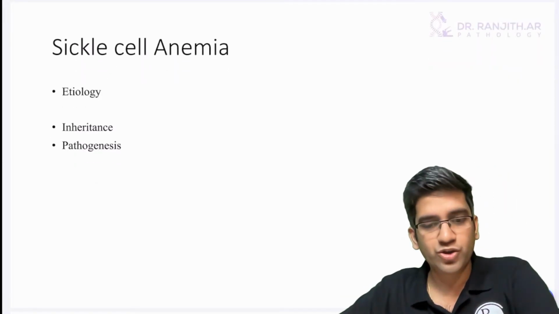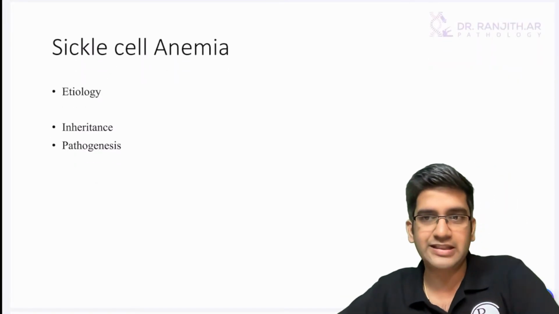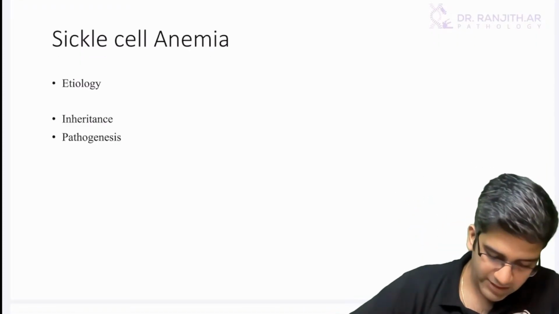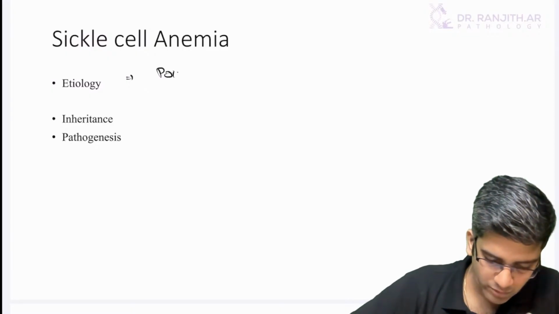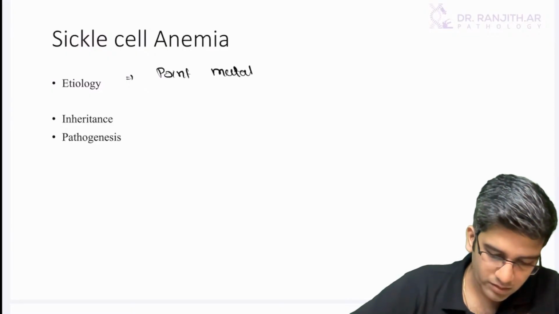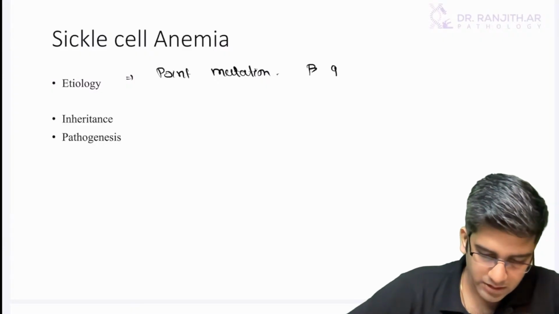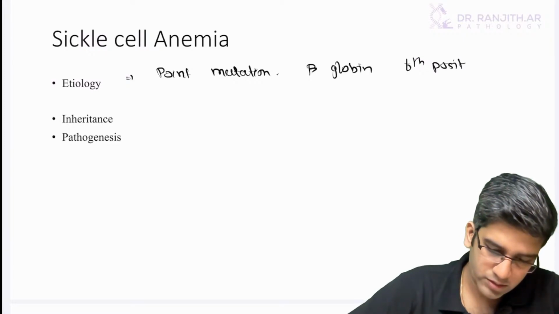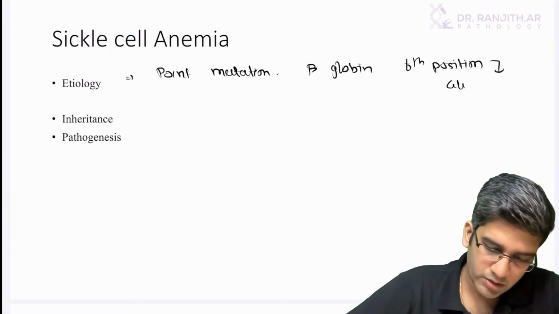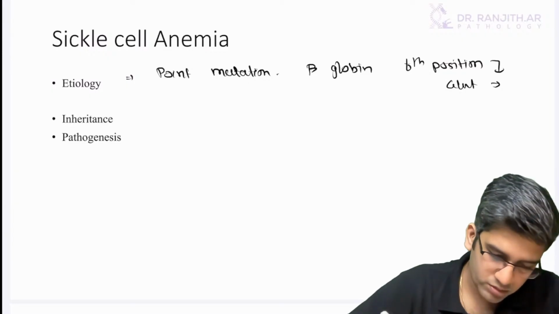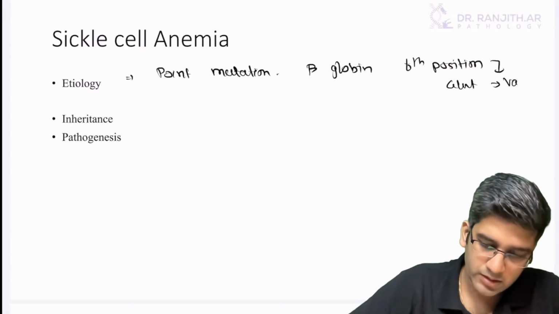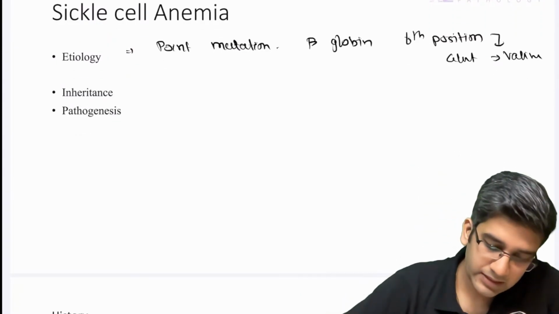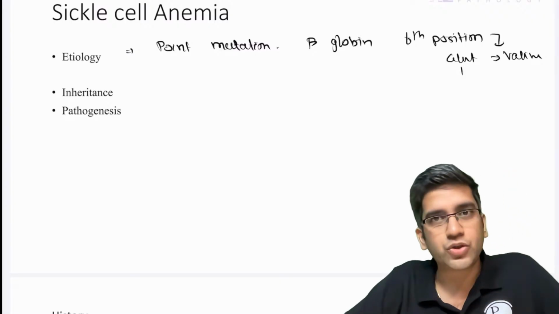Sickle, see, I'm not going into the confusion of whether it's a mutation in the beta 6 portion or beta 7 portion. Until it's changed in our standard books, we'll go with the same thing, fine. So etiology here: I'm going to have a point mutation in the beta globin gene, at the 6th position, glutamic acid to valine. Okay, this is what happens, fine. This change from glutamic acid to valine is my etiology, right?